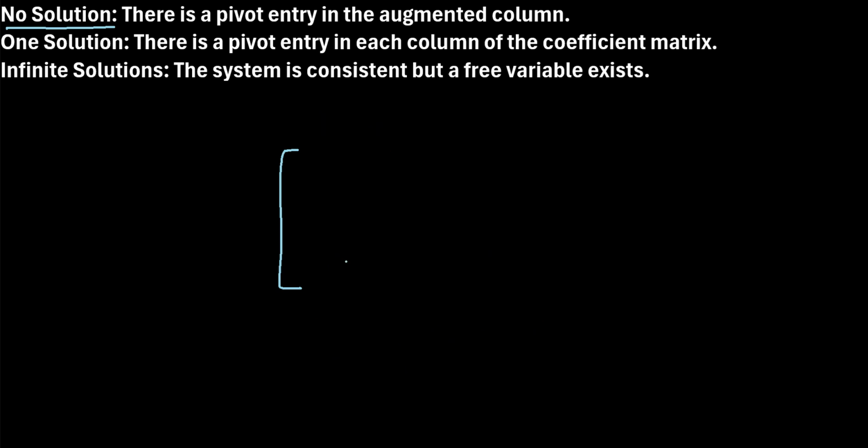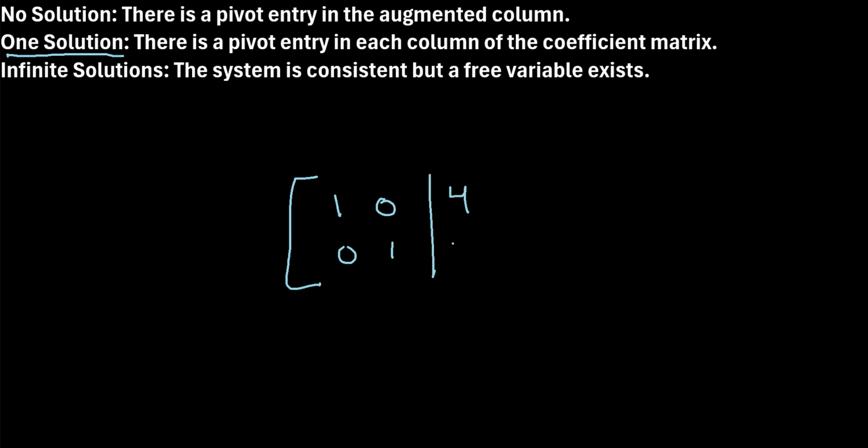So the next rule of thumb is a system of linear equations has one solution if there's a pivot entry in each column of the coefficient matrix. So if we had something like this, and let's say this is 4 and this is 9. So this is the augmented column. The coefficient matrix is right here. It's everything that's not the augmented column.